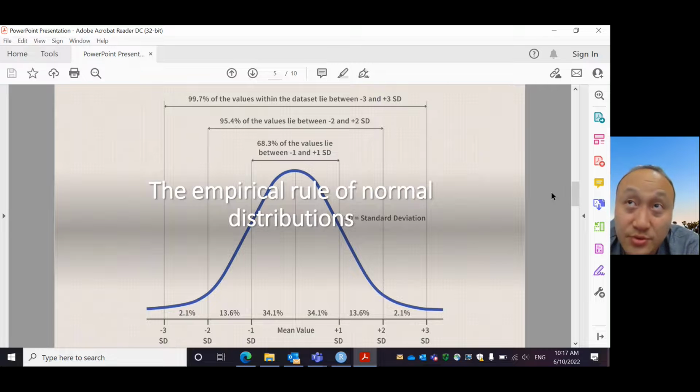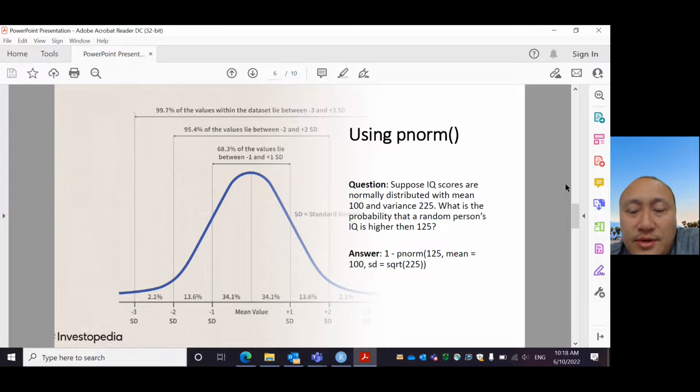Okay, and the normal distribution is very important because we found that in the real world, many things can be assumed to follow a normal distribution, for example, measurement errors, etc. So first of all, let's have a look at an example of using the p function of the normal distribution, pnorm.